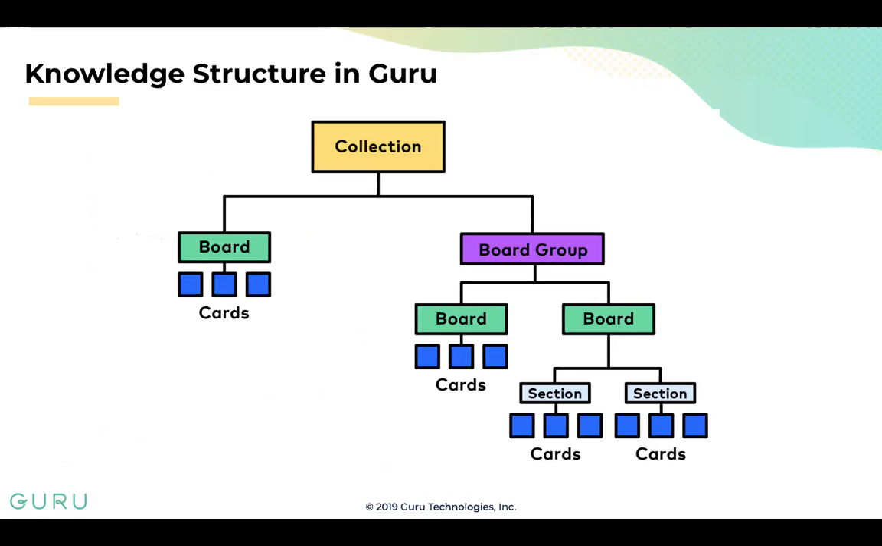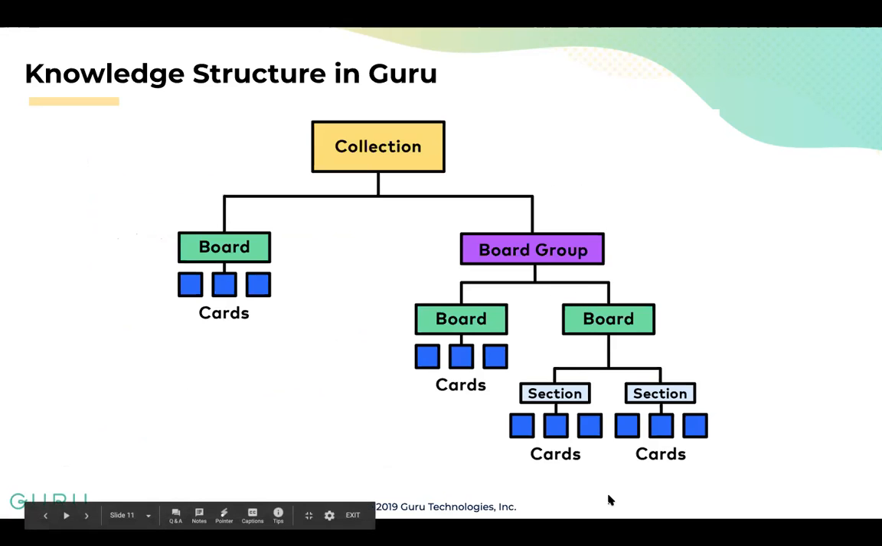So we're going to go through the content hierarchy in Guru a little bit more in the next Getting Started session. But just for a quick overview, this is how knowledge is structured in Guru. So collection is the highest tier. And like I said, we'll dig into these second tiers, board groups, and cards in our next learning lab. But collections are really where we're diving in.